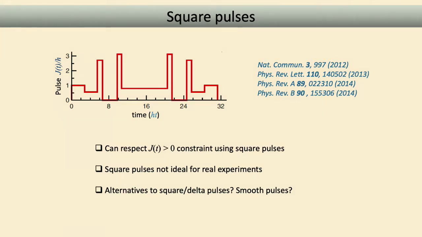And the first thing I did with collaborators at the University of Maryland, where I was for a while, we came up with square pulse sequences that respect all the constraints of the qubit. In this case, this is a spin qubit in a quantum dot.